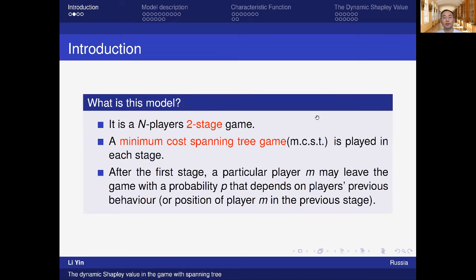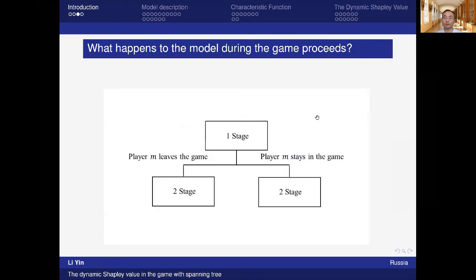In order to answer the first question, it is n players and a two-stage game, and in each stage, a minimum cost spanning tree game is played, and after the first stage, assume a particular player M may leave the game with a probability. This probability depends on player M's position in the first stage.